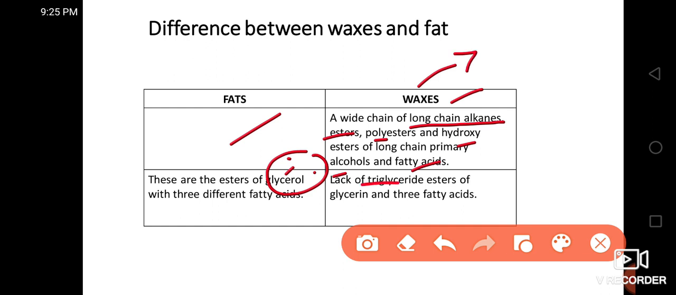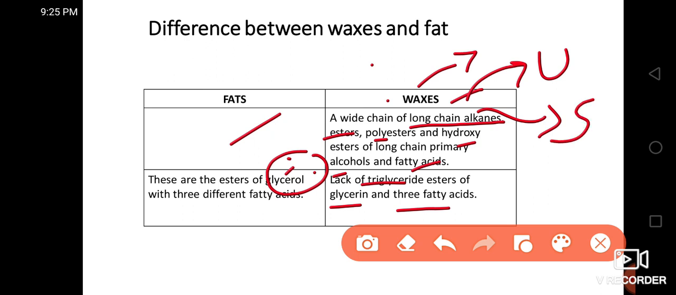So they lack triacylglycerol, the ester of glycerin and three fatty acids. They don't contain three fatty acids in them. They just contain a monohydroxy alcohol, a high molecular weight alcohol, and they may be saturated or unsaturated. But fat always contains more saturated fatty acids in them. So at the last you will give examples of fats and waxes.